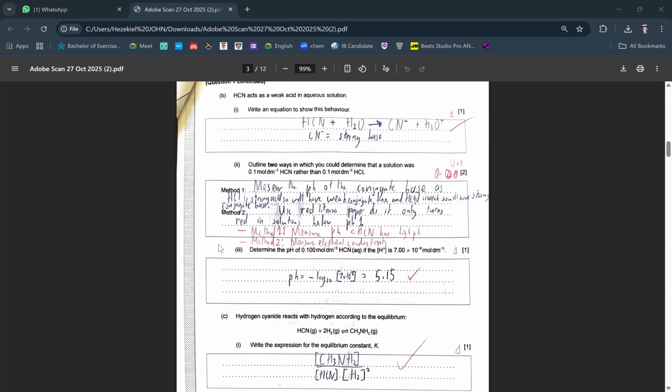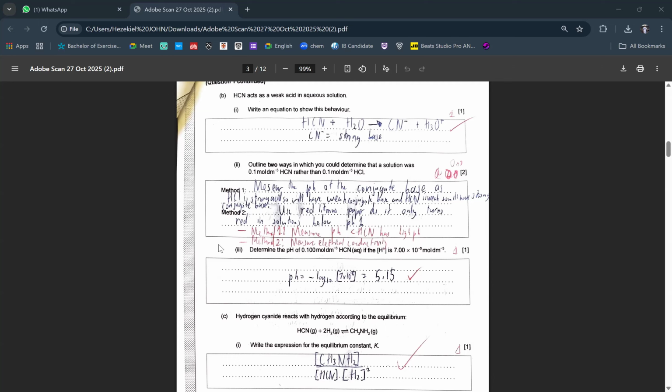Third, rates of the reaction. If we put HCl and calcium carbonate in a test tube, we see that the carbon dioxide gas will be gushing out fast. With the weak acid, the carbon dioxide gas will be gushing out very slowly. This is the difference you have to tell.